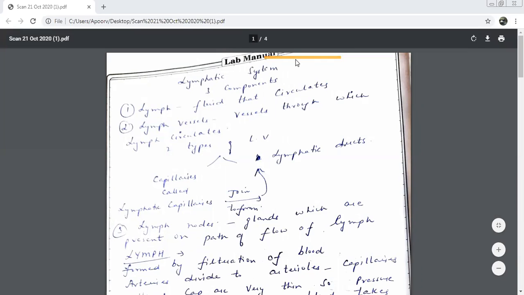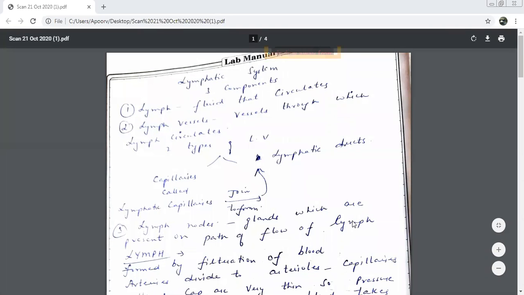How many kinds of lymph vessels are there? Two types. Capillaries in which lymph flows. What are these capillaries called? Lymphatic capillaries. Any capillaries are very, very small. So many capillaries will join and form a bigger vessel. What is a bigger vessel known as? Lymphatic duct. We will be studying how many lymphatic ducts there are; I'll be telling you about them. But as of now, we did what is lymph, and lymph vessels. There are two types of lymph vessels.